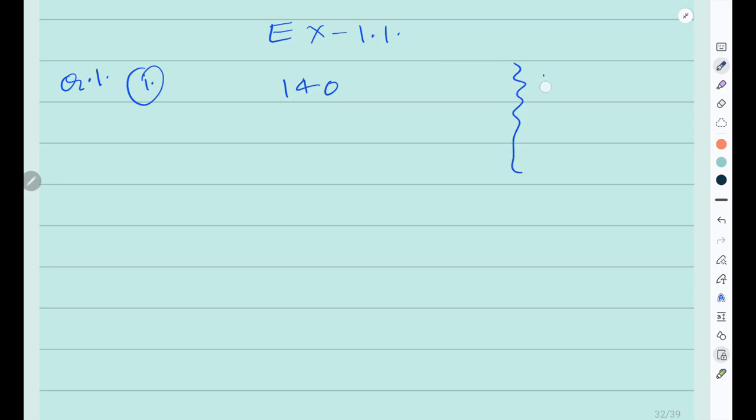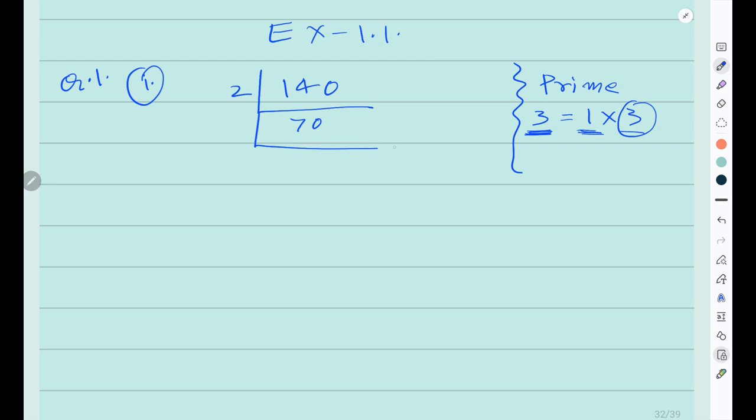Just to remind you, what is a prime number? A prime number is a number which doesn't have any other factors except 1 and itself. For example, 3 is a prime number. It doesn't have any other factor except itself and 1. It cannot be broken down into any other factor. So that is a prime number. Now for 140, there are many ways of doing that, but let us just start with the smallest prime number. That is a good idea.